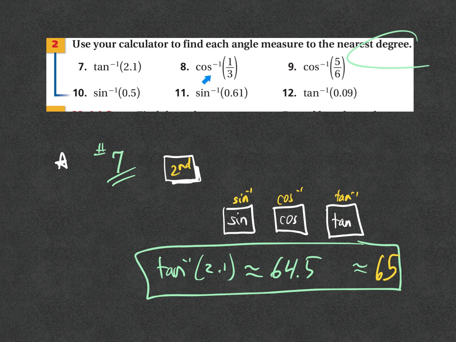For problems like this, we'll just use our calculator. So for number 7, for example, the inverse tangent of 2.1. For the inverse tangent of 2.1, we'll hit the second key in our calculator and then the tangent key to employ the inverse tangent. Then we'll enter 2.1 and we'll get about 64.5. If we round to the nearest degree, that rounds to 65.